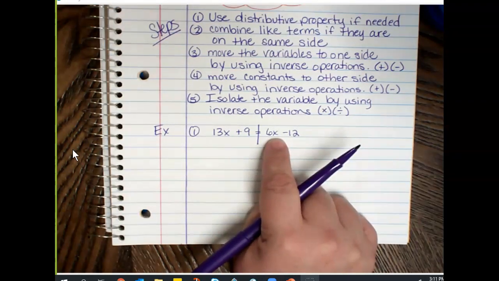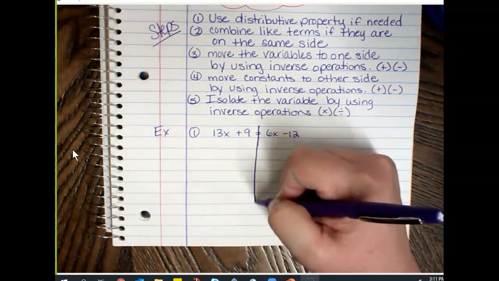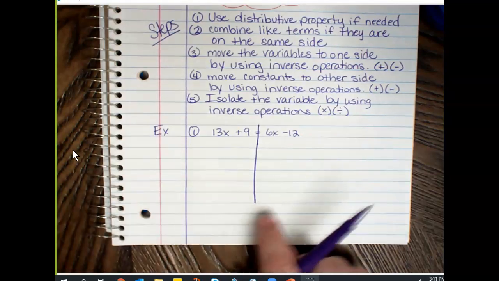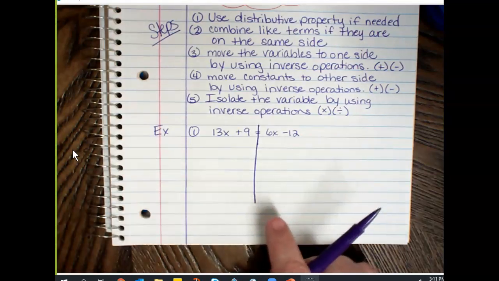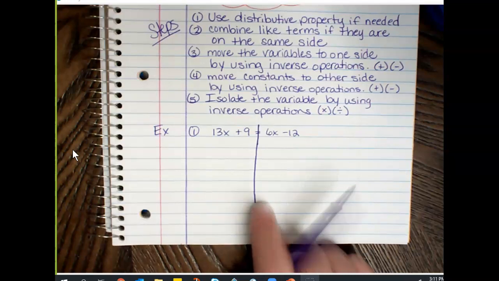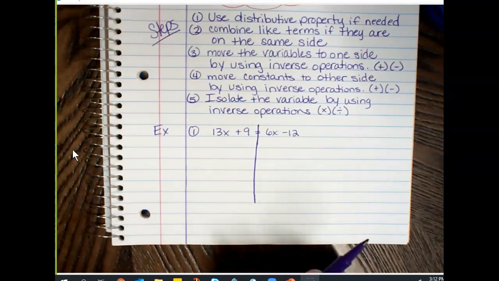Well, the first thing I need to do is, since we're switching sides, I need to draw this line down the equal sign. We need to separate our left and right sides of the problem. I expect when you work out these problems on your papers, I expect as part of your work shown to see the line, and I expect you to see all the steps that we're fixing to do. Okay? Keep your work neat and organized so you don't get lost in your process.